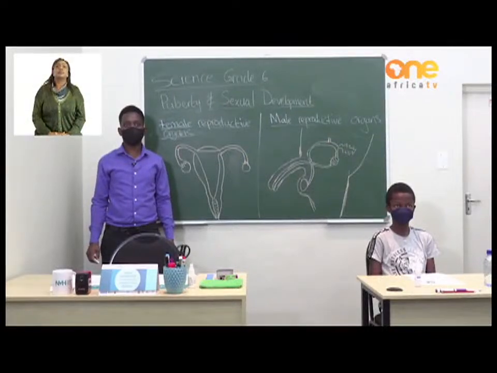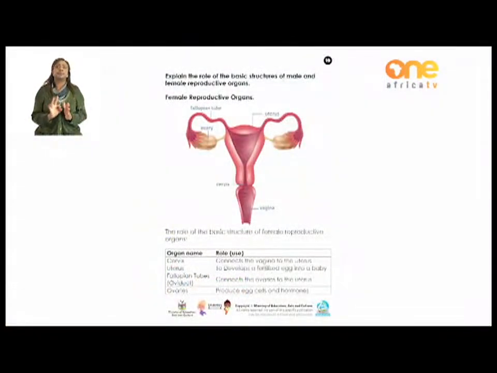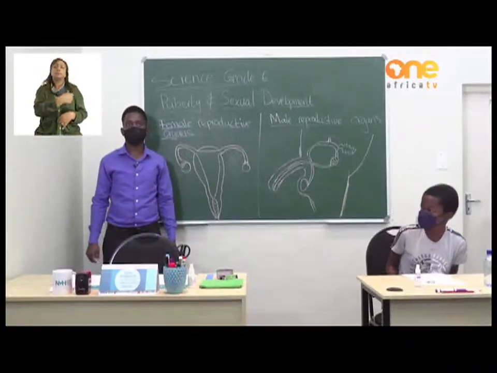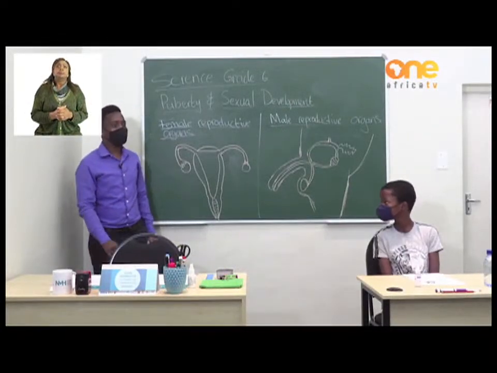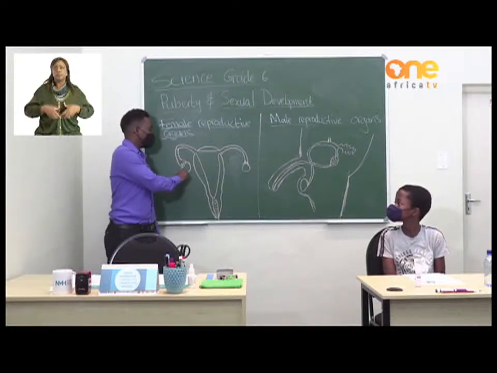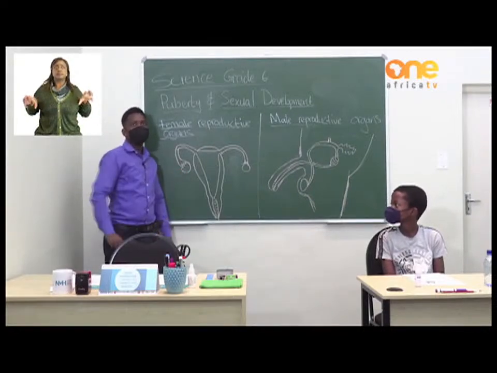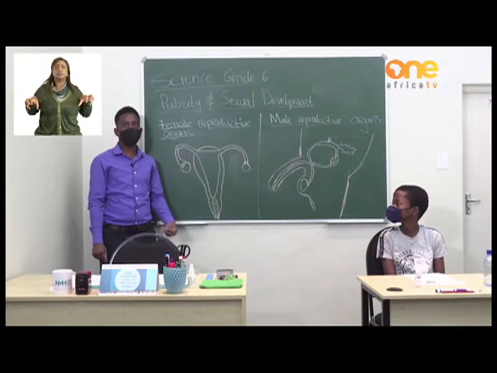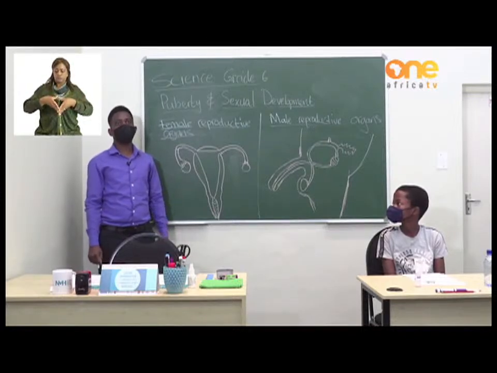Let us now turn to page 19, where we will look at the female reproductive organs. Remember here that we are expected to describe the role of the basic structures of a male and female reproductive system. Let us turn to the chalkboard so we can discuss this in detail. Now, on the chalkboard with me, I have the female reproductive organ. And we are now just going to label it, and afterwards, that is when we will look at the role of these structures.